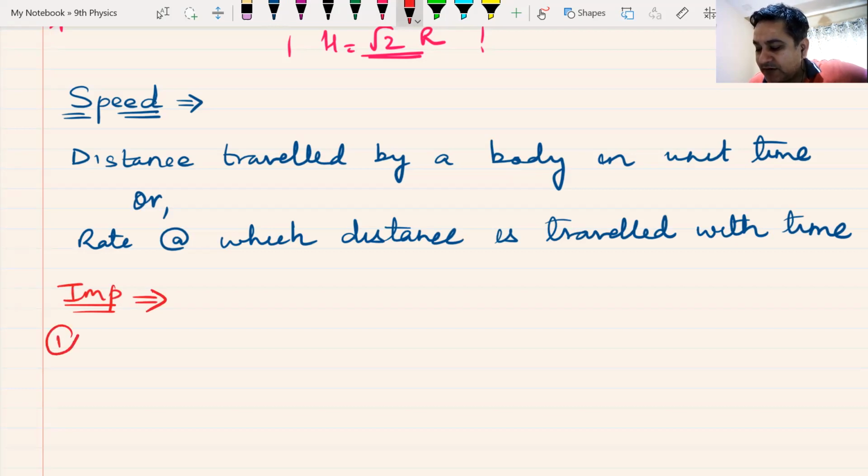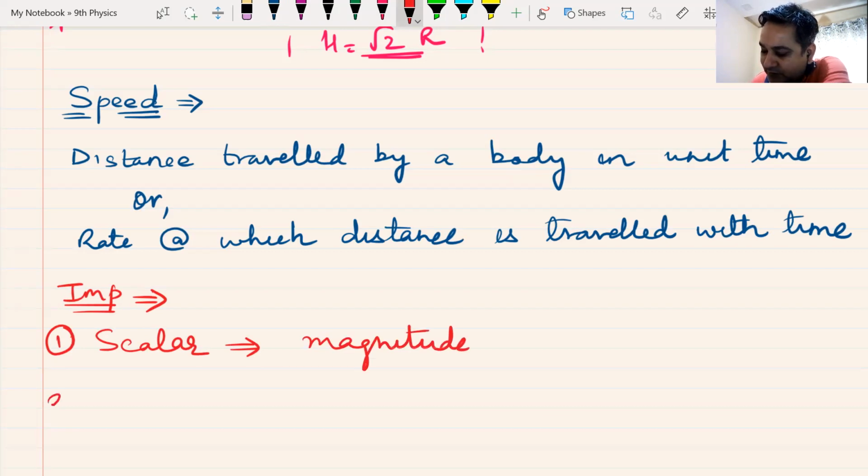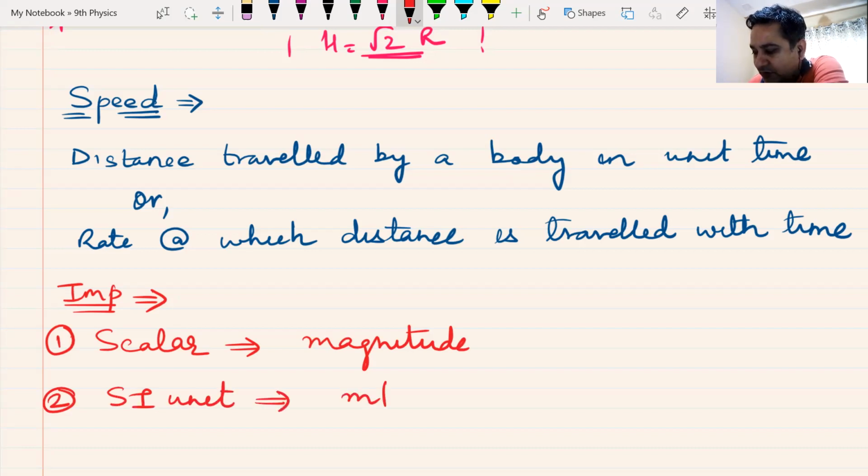The first point is definitely it is distance traveled in unit time. Number two, what type of quantity is speed? Scalar quantity. Shabash. Speed is a scalar quantity, so it only has magnitude. Well done. Point number two. What is the SI unit? Meter per second. Well done.